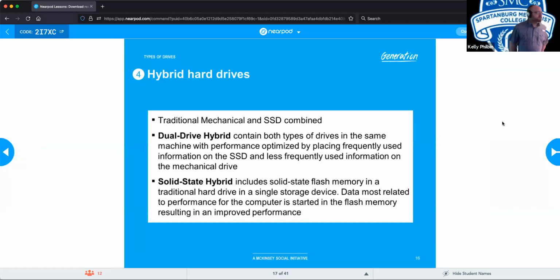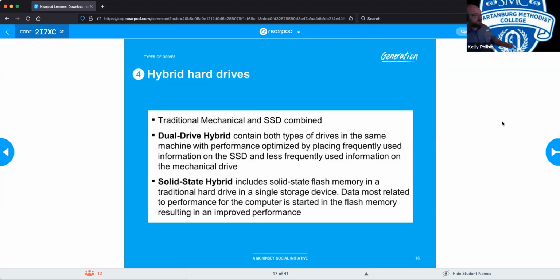Hybrid drives. This typically is the combination of a mechanical drive and an SSD combined into one. So you have the dual drive hybrid, which contains both the mechanical HDD as well as the SSD in a single unit. And it will store your fast response components like your operating system and stuff like that onto the flash memory, and then use the mechanical drive for long-term storage. It does not need as quick of a response time.